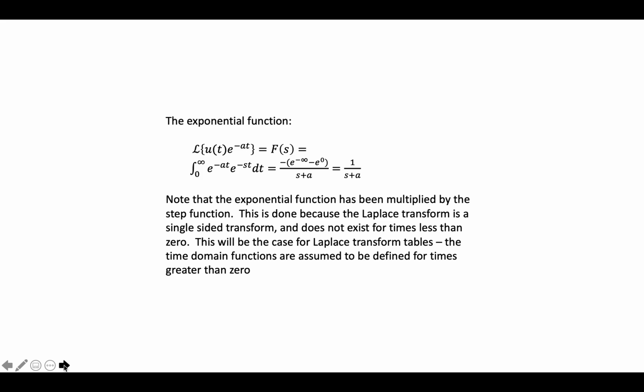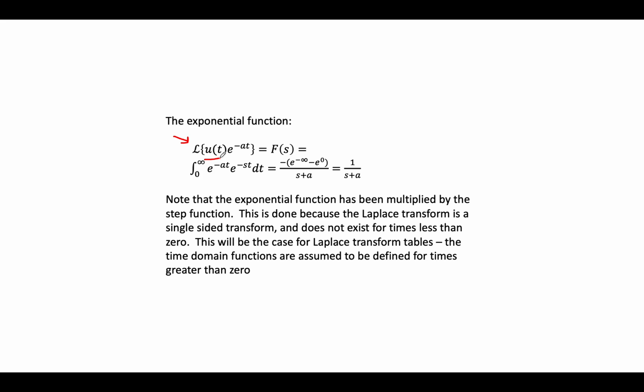Another example would be to find the Laplace transform of an exponentially decaying function. So I have my equation here, my transform that I'm going to take is e to the minus at u of t. So I want to talk a little bit about why we put the u of t here.